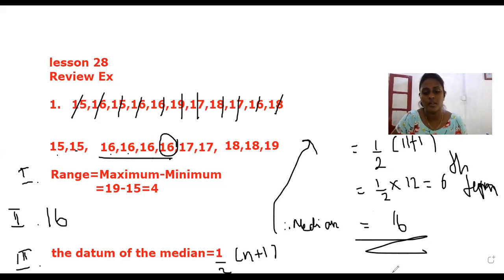Then the fourth part is asking the mean. How can you find the mean? You add all these values and divide by 11. The sum of all of these values is 183. Divided by 11, you get 16.63, a decimal answer. So we'll keep it by rounding off to the first decimal place. The answer is 16.6.